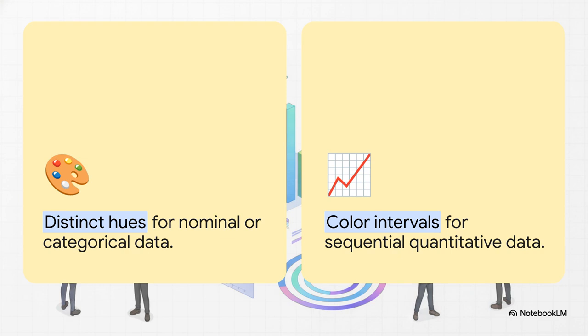Next, diverging schemes. These are for data ordered between two extremes, highlighting how things shift from a critical midpoint, usually with a neutral color in the center. And lastly, sequential schemes, which use gradients from light to dark to represent numbers going from low to high.